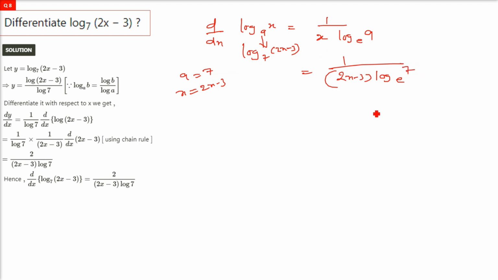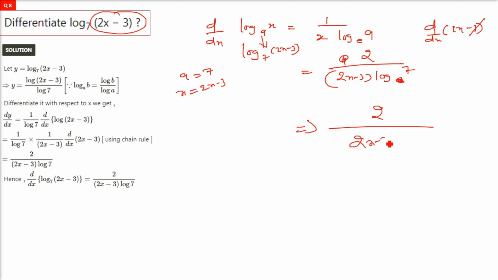Alright? But you will not stop here. You don't have to write e because it is log base e. But you will not stop here. You have to differentiate 2x minus 3 also. And 2x minus 3 is simple. The 3 will be 0, and for 2x, 2 comes in front, d by dx of x is 1. So twice d by dx of x is going to be 2. So this is 2 by (2x minus 3) log 7. So this is your final result, 2 over (2x minus 3) log 7. Don't write e because it is understood here.